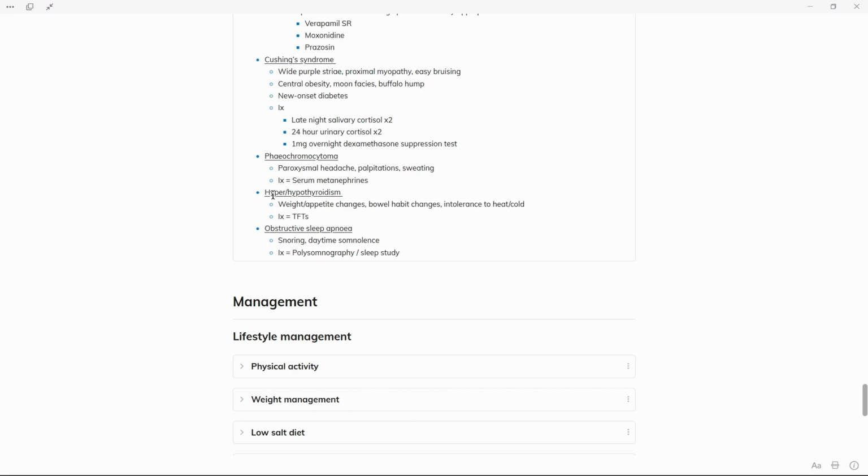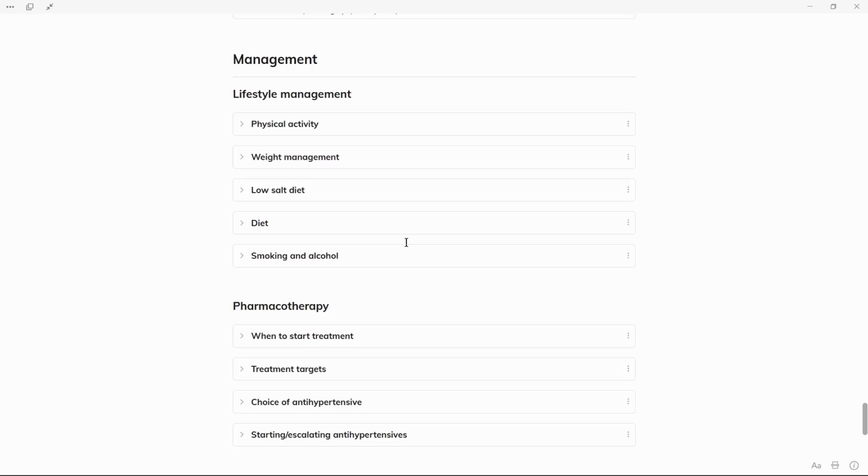Thyroid dysfunction, hyperthyroidism or hypothyroidism, presents with symptoms of hyper or hypothyroidism, so weight and appetite changes, bowel habit changes, intolerance to heat or cold, and fatigue, and the investigation is thyroid function tests. Obstructive sleep apnea presents with snoring and daytime somnolence, and the investigation of choice is polysomnography, also known as a sleep study. So what is the management of hypertension?